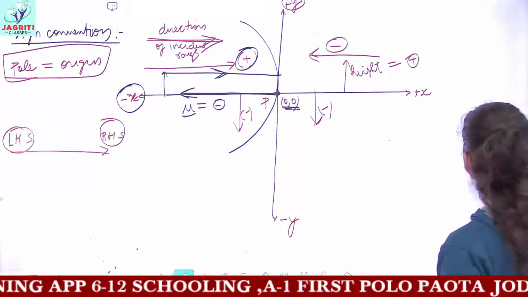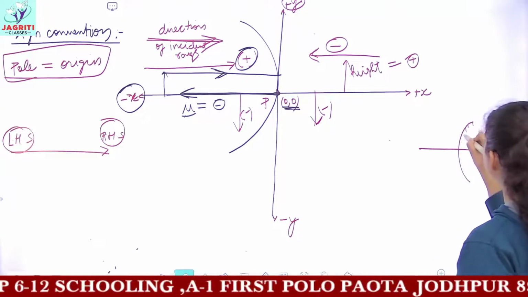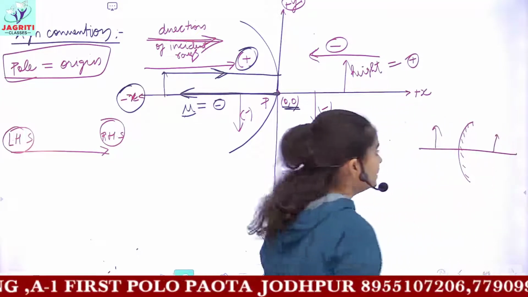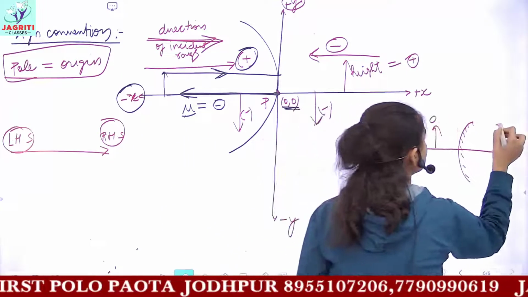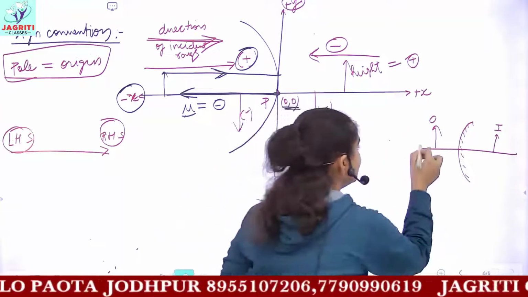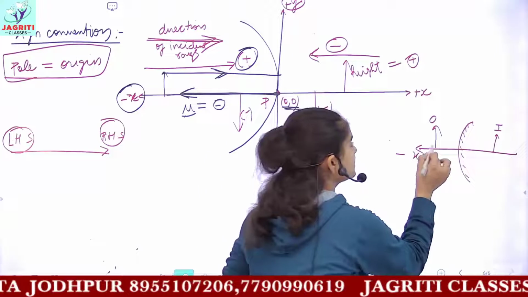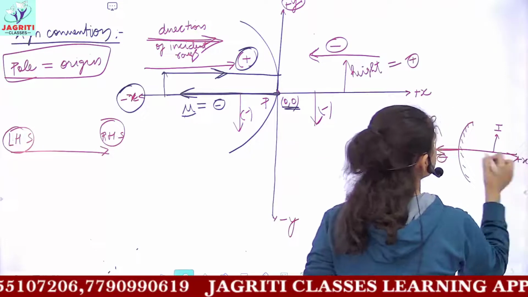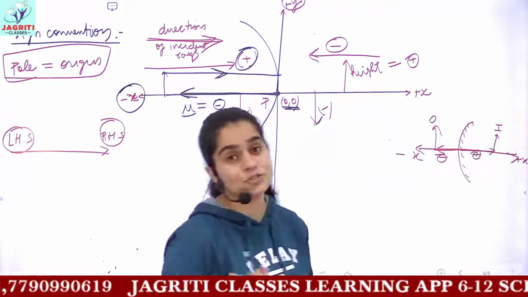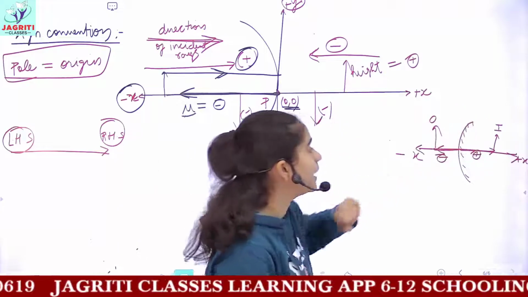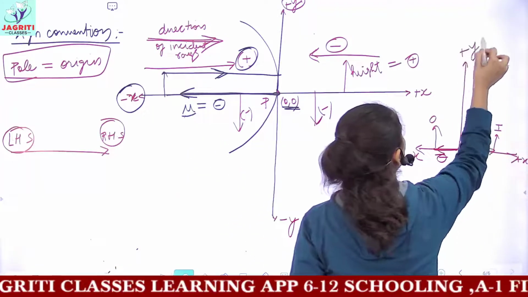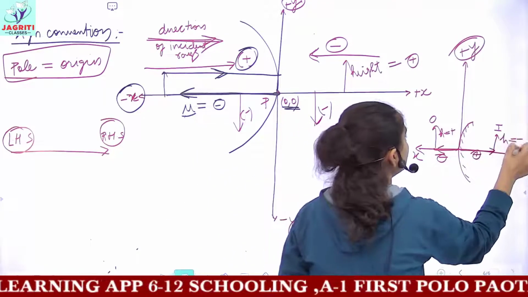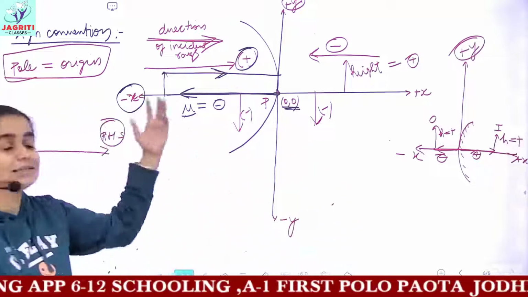Let's suppose you are considering a convex mirror, you place the object here and the image formed is here. This is your object, this is your image. The object distance is towards the minus x-axis, so this distance you will take to be negative. The image distance is towards the plus x-axis, so you will take the image distance to be positive. Both the height of the object and the height of the image are in the positive y-axis direction, so this height would be positive and this height would also be positive. Accordingly, this is the sign convention.